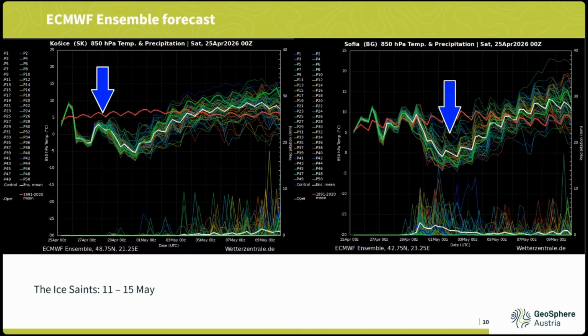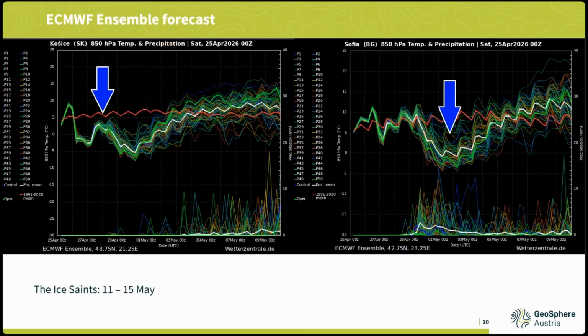I found two stations, Kosice and Sofia in Bulgaria. Kosice is in Slovak Republic. That shows also the ensemble diagram and the temperature that shows a dip. That means a period of cold air. And that is usually expected in the beginning of May. It's called the ice saints.